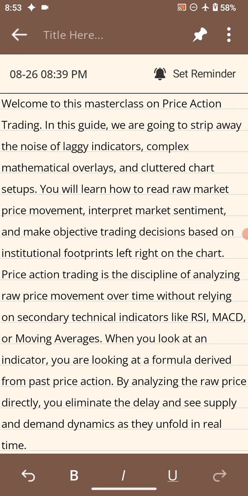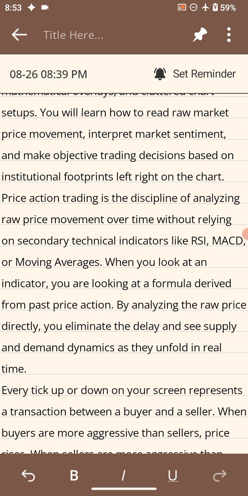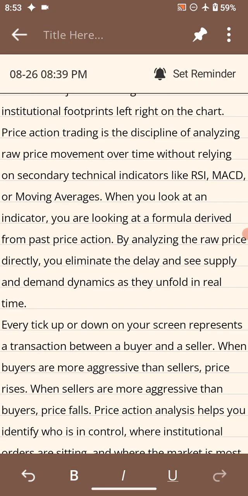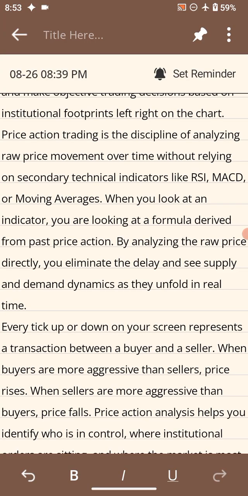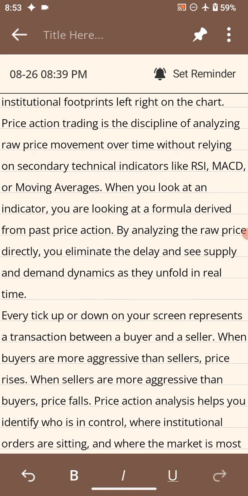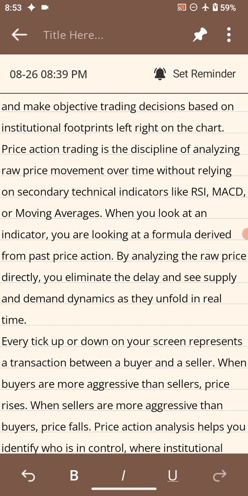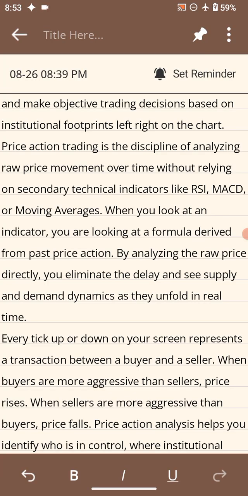Price action trading is the discipline of analyzing raw price movement over time without relying on secondary technical indicators like RSI, MACD, or moving averages. When you look at an indicator, you are looking at a formula derived from past price action. By analyzing the raw price directly, you eliminate the delay and see supply and demand dynamics as they unfold in real time.